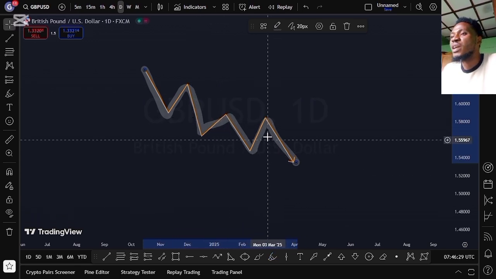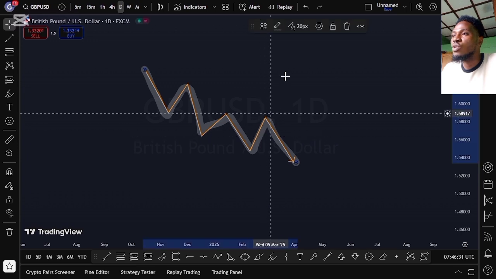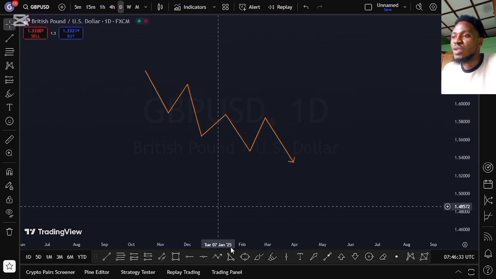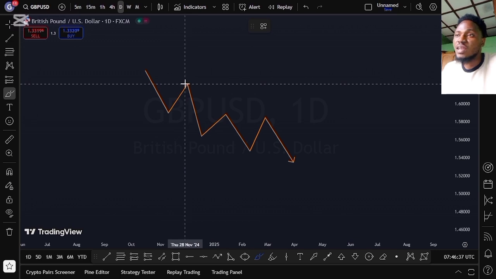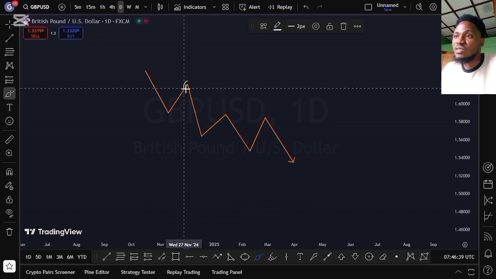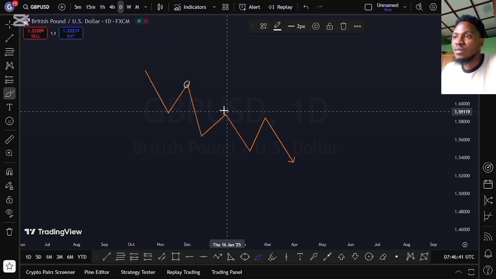So in this kind of market, what you want to be doing is buying all the lower highs. What I mean is be buying from here. Sorry, selling all the lower highs. That's what I mean. Selling. You sell from here, sell from here, sell from here.